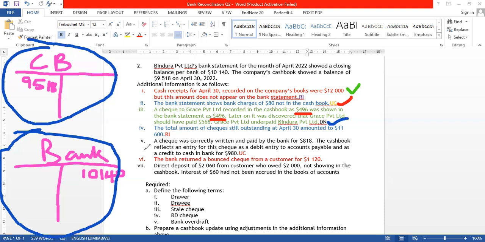So let's go to item 5. Somebody read the item. A check was correctly written and paid by the bank for 818. The cash book reflects an entry for this check as a debit entry to accounts payable and as a credit to cash in bank for 908. Right. What is wrong there?